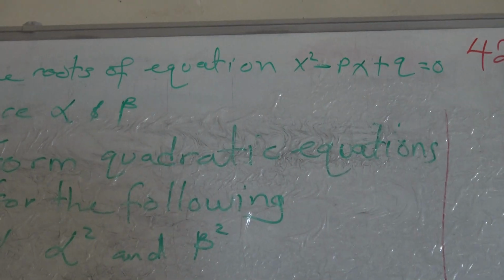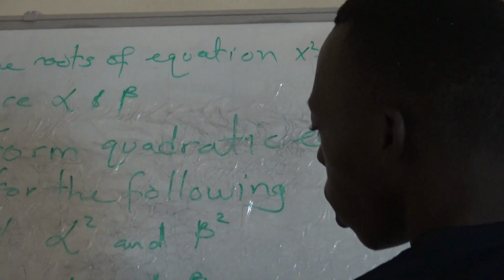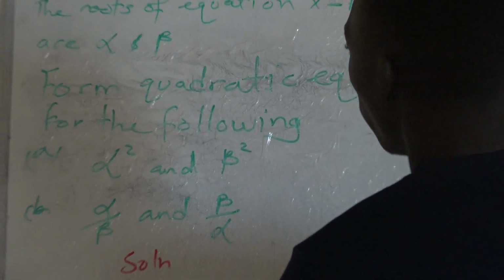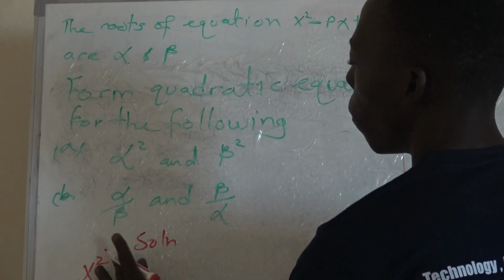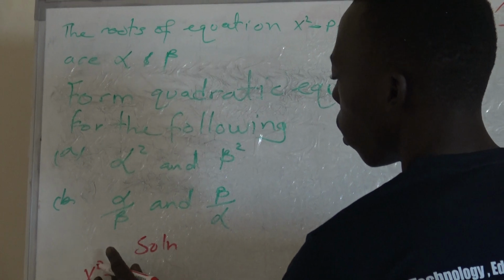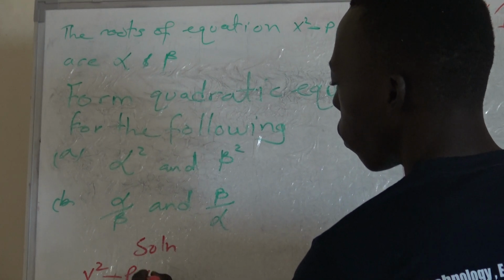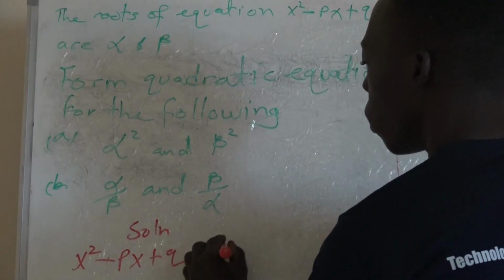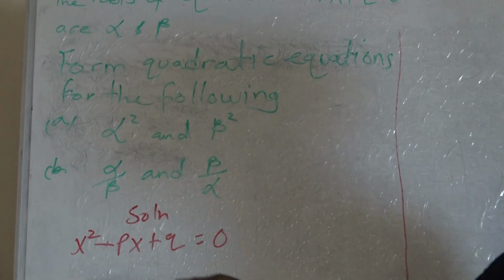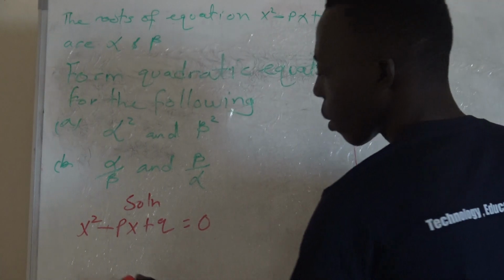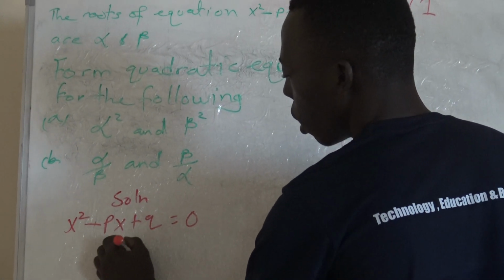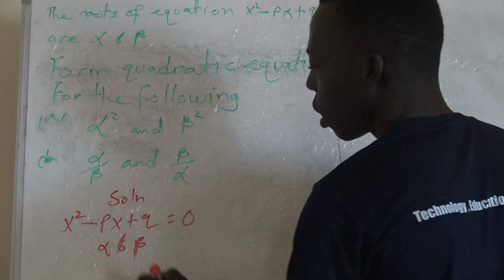Now for this question, they are saying that the roots of the equation x squared minus px plus aq equals 0 are alpha and beta.